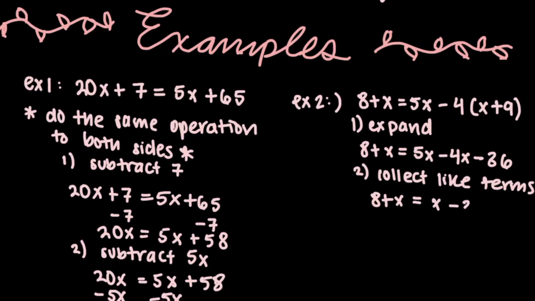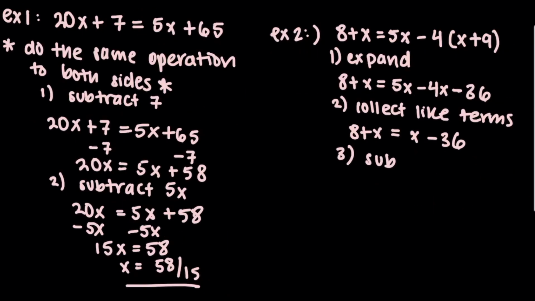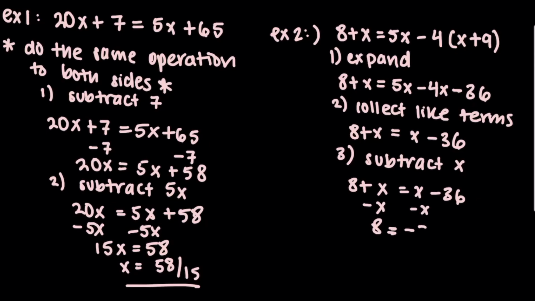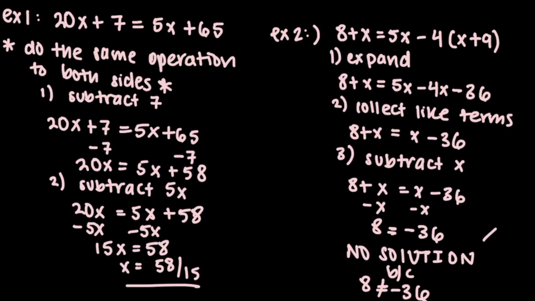If we subtract x from both sides, we can now say that 8 plus x minus x equals x minus x minus 36. This leaves us with 8 equals negative 36, and since these two values are not equal, this equation has no solution. This is a special case where the equation has no definite answer because the variables cancel out.